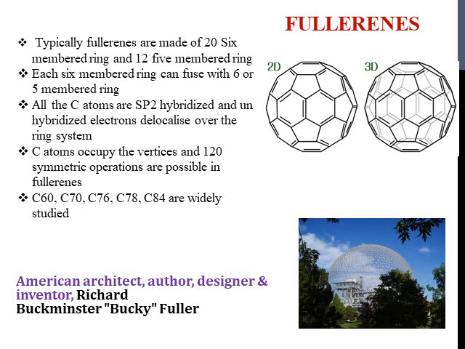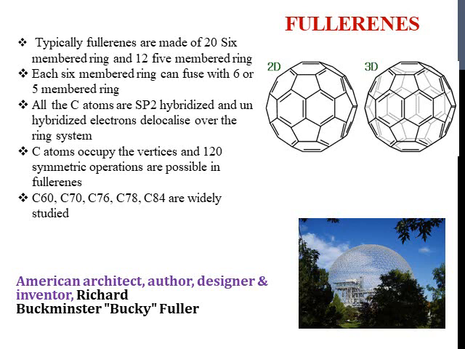A typical fullerene is made up of 20 six-membered rings and 12 five-membered rings. So a typical fullerene consists of 20 six-membered carbon hexagonal rings and 12 five-membered pentagonal rings. Now, each six-membered ring can fuse with either a six-membered ring or a five-membered ring, as you can see from the figure.